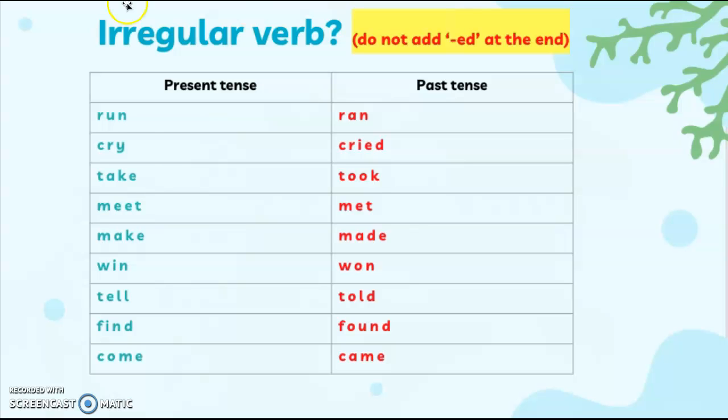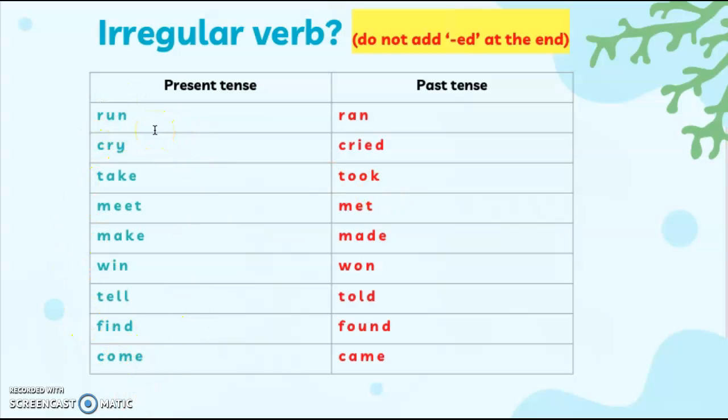Let's go through the list. Run for present tense, for past tense we say ran. Cry, so we change y into i and add ed, then take, took, meet, met, make, made, win, won, tell, told, find, found, come, came. If you look at the past tense form, it is irregular. Sometimes you change u to a, and this one, take, became took. So these are all the irregular verbs.